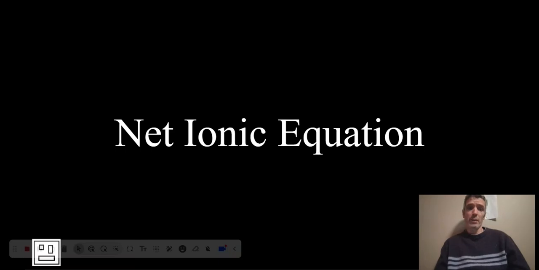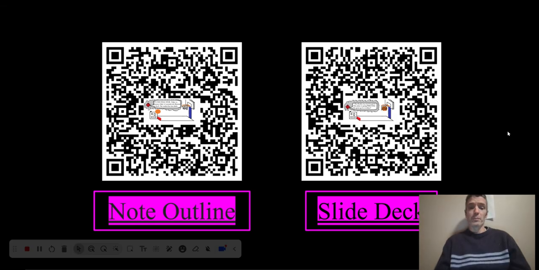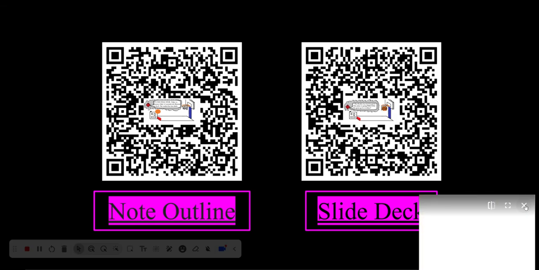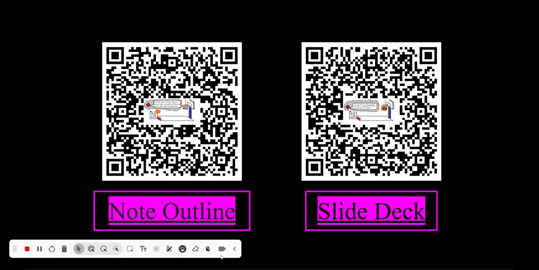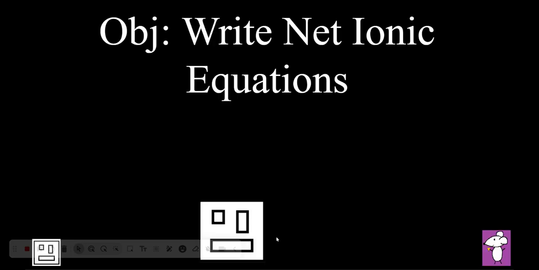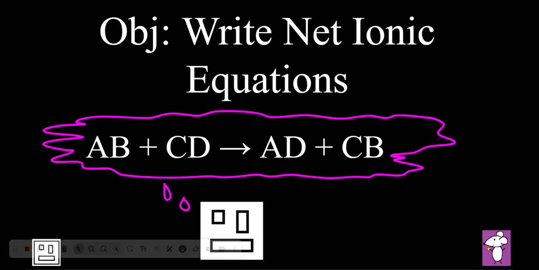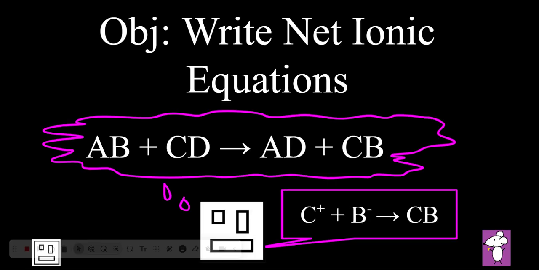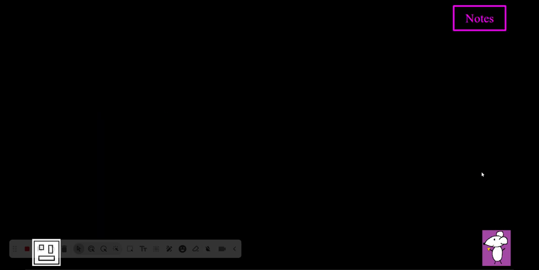Okay, here's our topic, net ionic equations. And here's some important information. Here's our objective. What we're going to find out is that when given a molecular equation, the net ionic is like a simpler, reduced version of it, because some things are going to fall out.